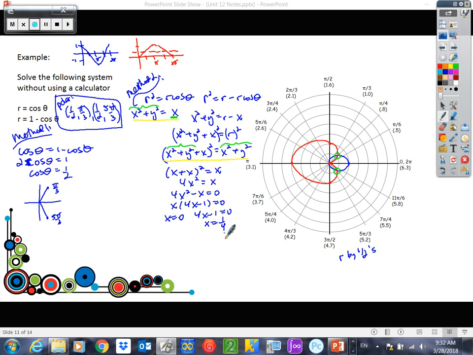Okay, so x is 0 is kind of easy, right? If x is 0 here, so that's 0, what's y going to be? 0. So here's our rectangular solutions. One solution is 0, 0.